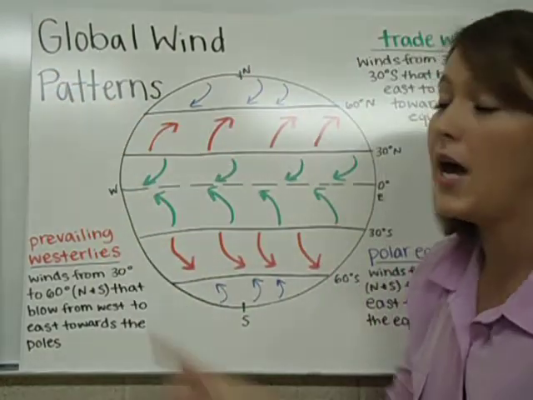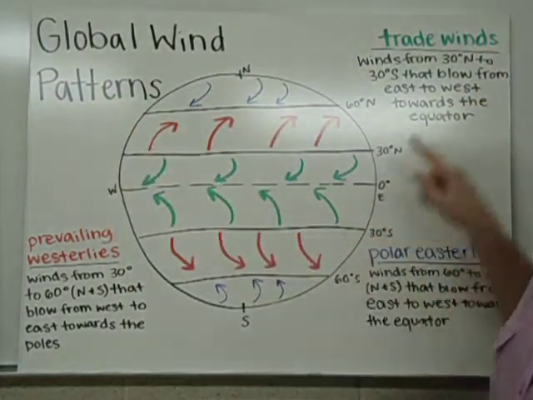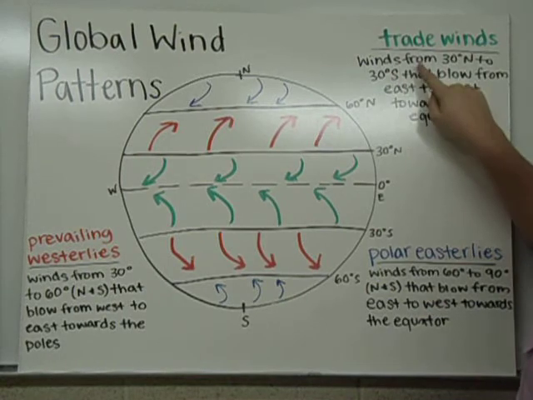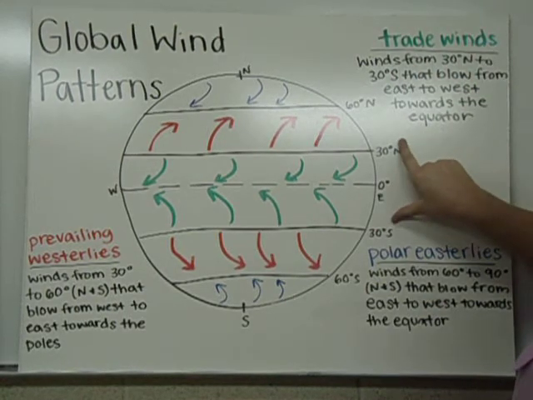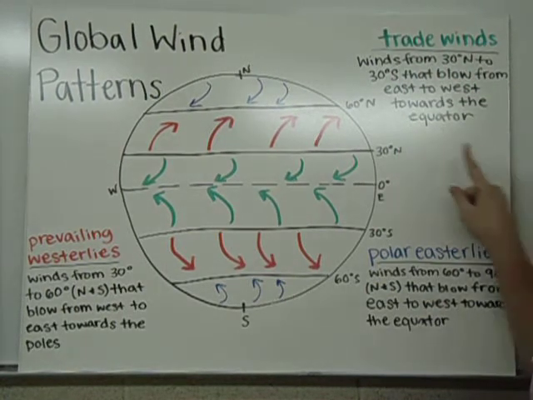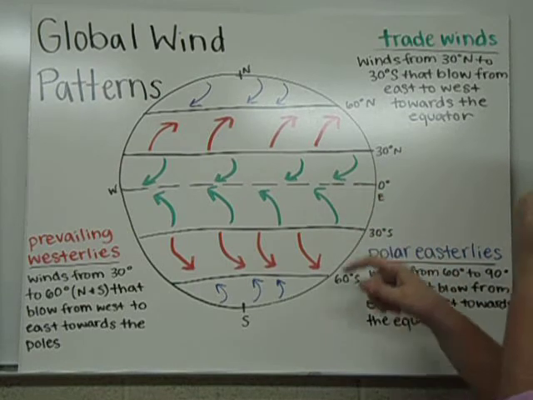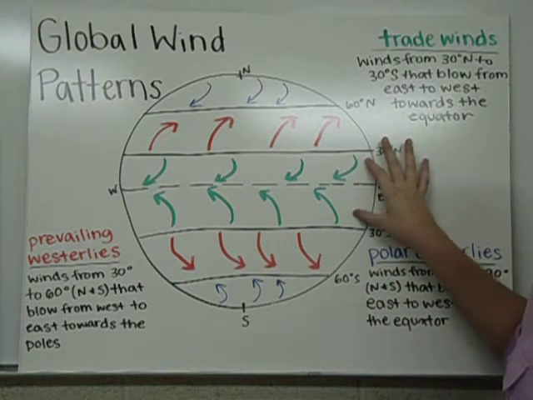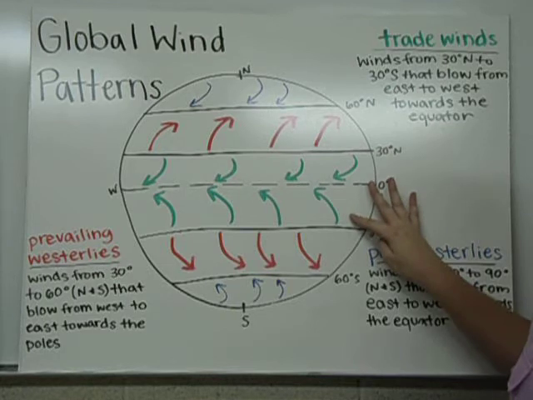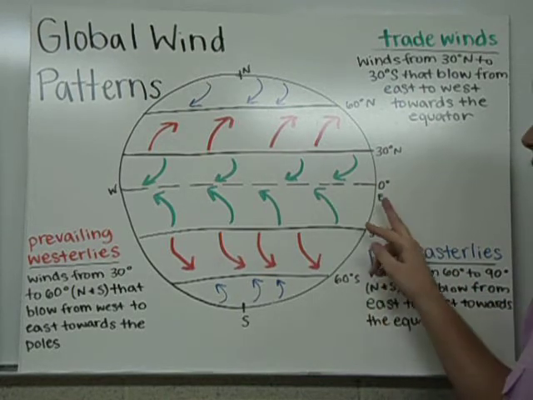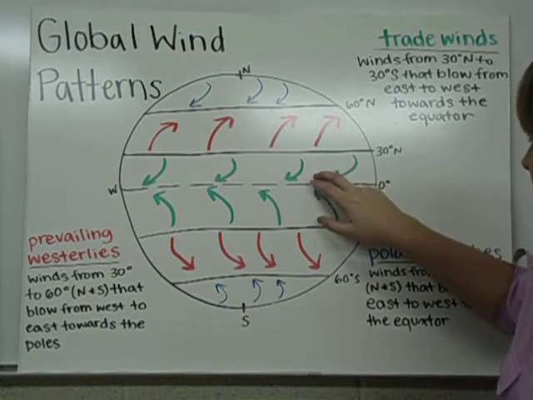There are three major types of global wind patterns. One of these is trade winds, and these are winds from 30 degrees north to 30 degrees south that blow from east to west towards the equator. So as you can see here, both of these areas of winds in the northern and southern hemispheres are blowing from east to west and joining up at the equator.